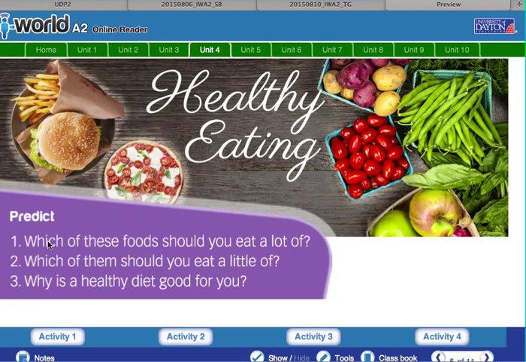So have a look at the picture, and three questions to think about before you do the reading. Which of these foods should you eat a lot of? So which of these foods are good to eat a lot of? The fresh fruit and vegetables or the fast foods? And the second question, which of them should you eat a little of? So thinking about it from a different perspective, which should you eat a lot of and which should you eat a little of? And also think, as you're reading through, why is a healthy diet good for you?